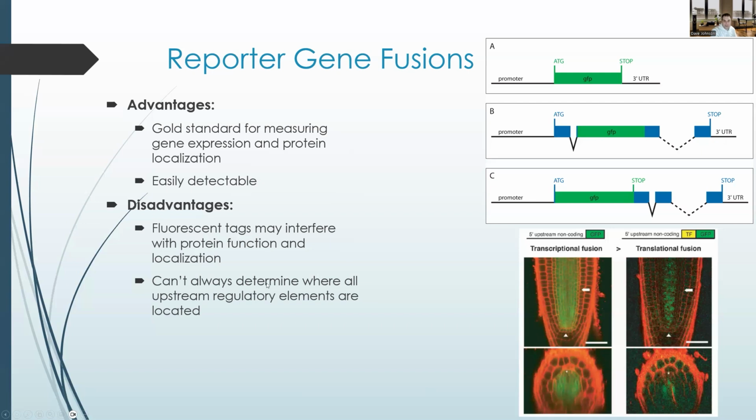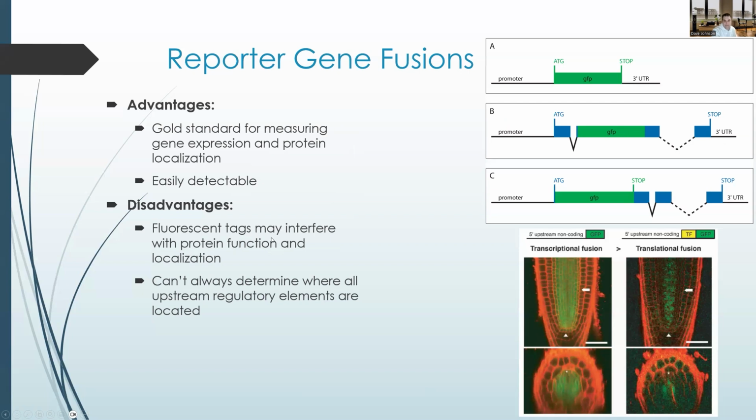First off, you're assuming that you know where all of the upstream regulatory elements are. You're assuming you've gotten the entire gene promoter, and if you miss part of it, you might not get the full gene expression pattern, okay? The other thing is it's always theoretically possible that the fluorescent tag that you're attaching to the protein could interfere with protein function and localization, all right? So whenever possible, you want to confirm with another version of this protein to make sure that you're not interfering with some key function of this protein or that it is localizing in the same place.